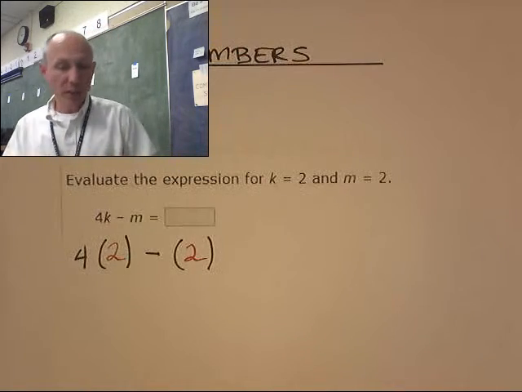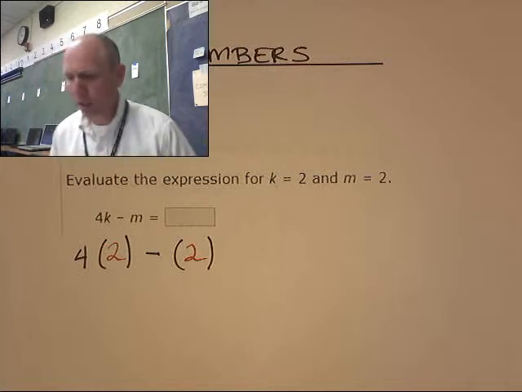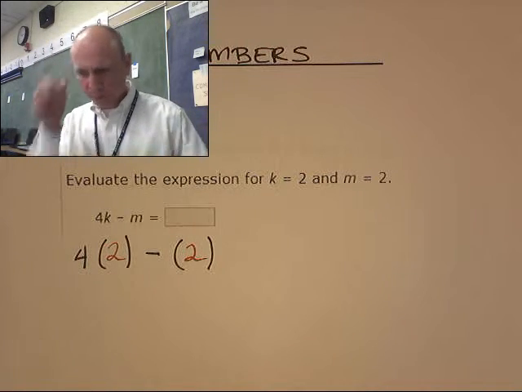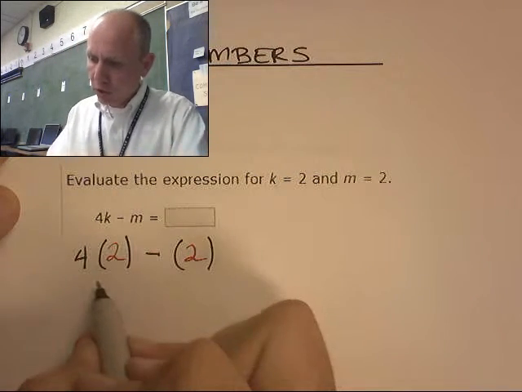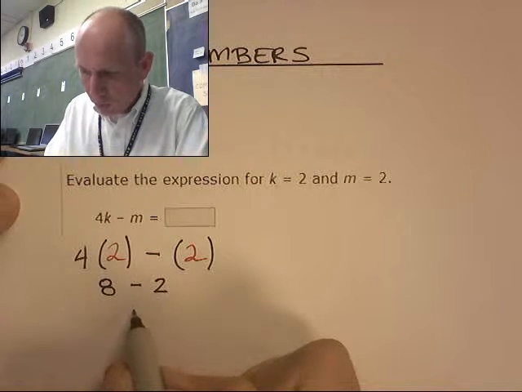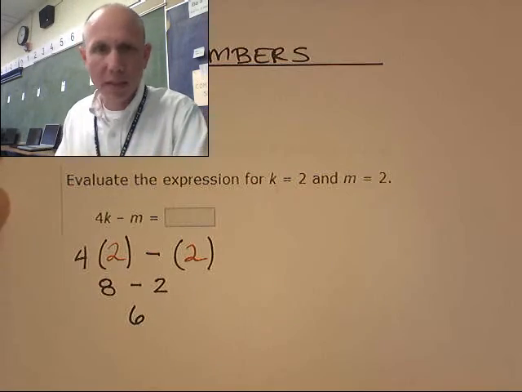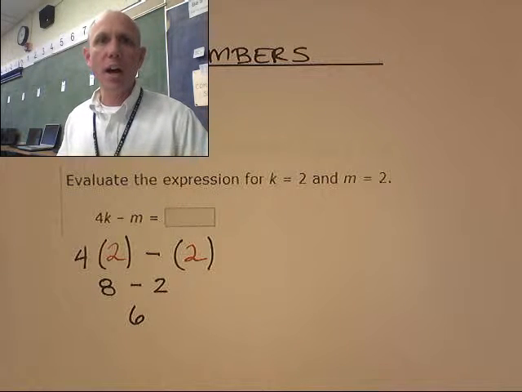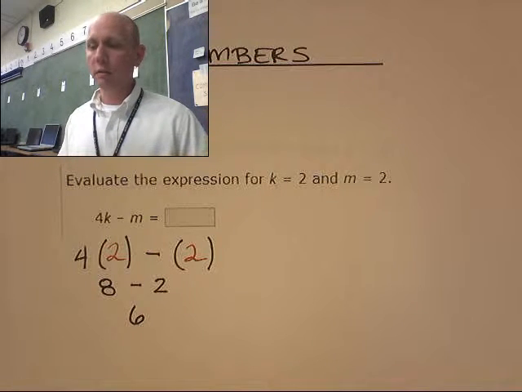And now I have to evaluate it. So let's evaluate this thing. Excuse me. 4 times 2 is 8. Minus 2 gives me 6. And that's how it's done. Sound effect.